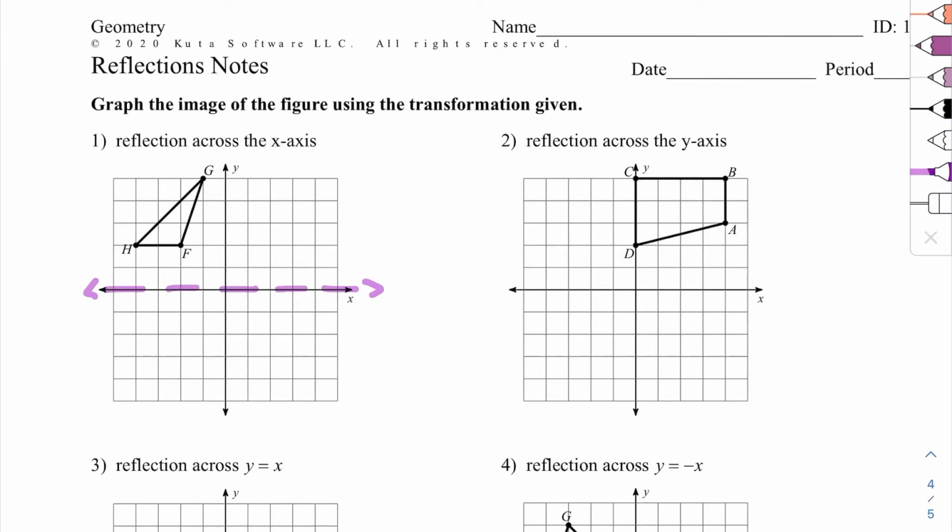Remember, we are creating a mirror image. It should be the same thing on the top of this line as it is on the bottom, just flipped over.